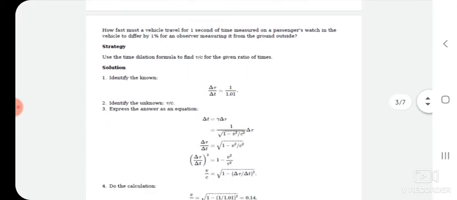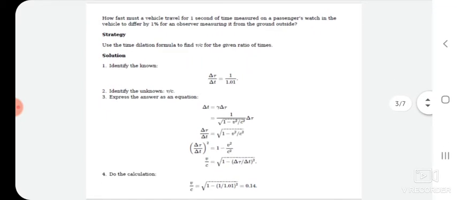Next, how fast must a vehicle travel for 1 second of time measured on a passenger's watch in the vehicle to differ by 1% for an observer measuring it from the ground outside? Means first we have to understand which quantities are given in this problem, then which expression we have to use to solve this problem. Finally, we will get the answer.